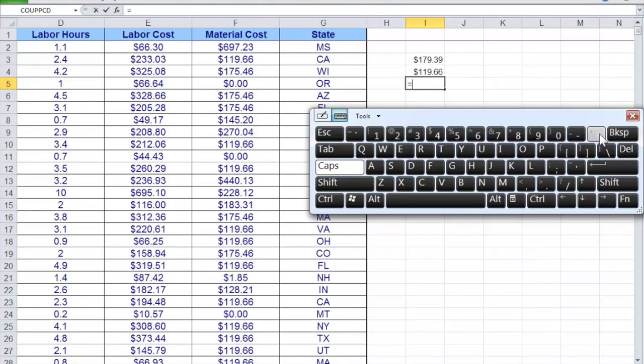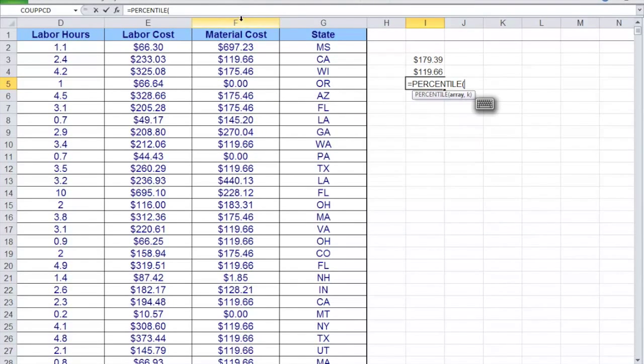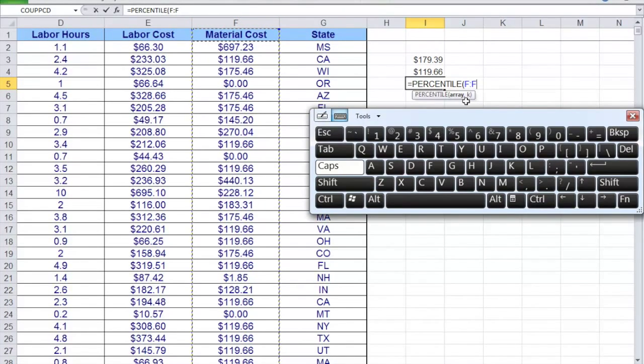In fact, equals and then percentile, and then you start a bracket. Array means data, so you click on this column again, and then you can also see that it gives you the style of writing this function. So after array there is a comma. Once you hit comma, you will see that K gets highlighted. K is which percentile. We have to specify which percentile we are interested in. So if we are interested in the 10th percentile, we cannot write 10. We should write 0.10. That's what it will understand.